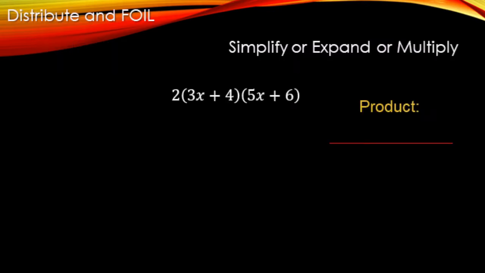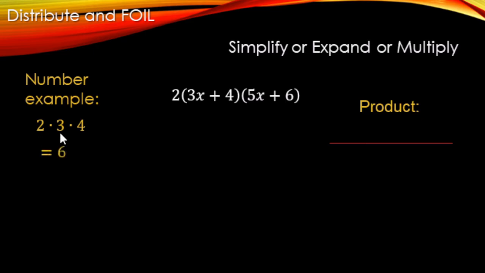Now we'll look at an example that's a little bit more sophisticated here. So we have 2 times 3x plus 4 times 5x plus 6. So we're multiplying 3 different factors together. Let's look at a number example first so we can kind of get an idea of what we're going to be doing here. So if we were to multiply 2 times 3 times 4, we would start left to right.